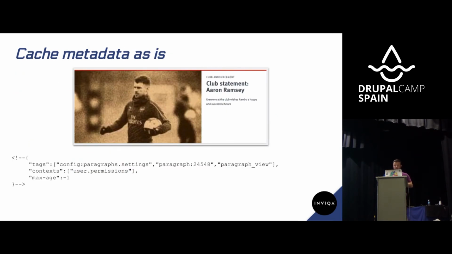So the cacheable metadata for that specific card would look like this. You would have your paragraph settings config cache tag. You would have the paragraph itself that refers to the specific card. And you would have paragraph view settings. If for some reason you also have a context for user permissions, even though it makes not that much sense, but here we are. And as you can see from max-age -1, this card would be stored indefinitely until any of those cache tags or a full Drupal cache clear would happen.